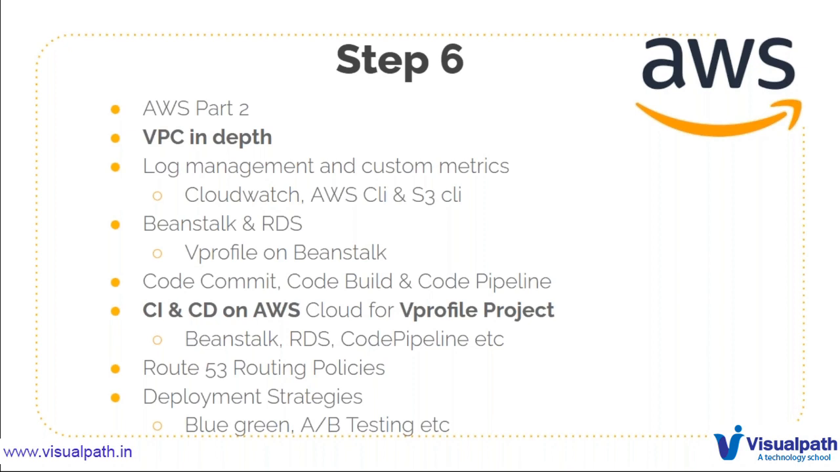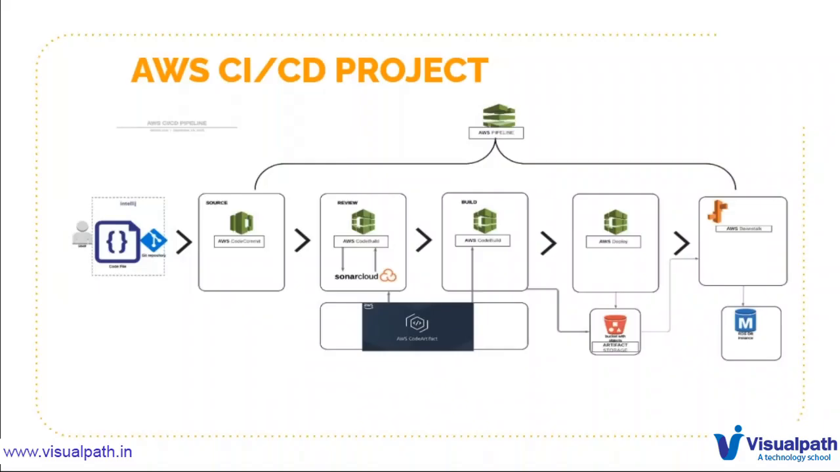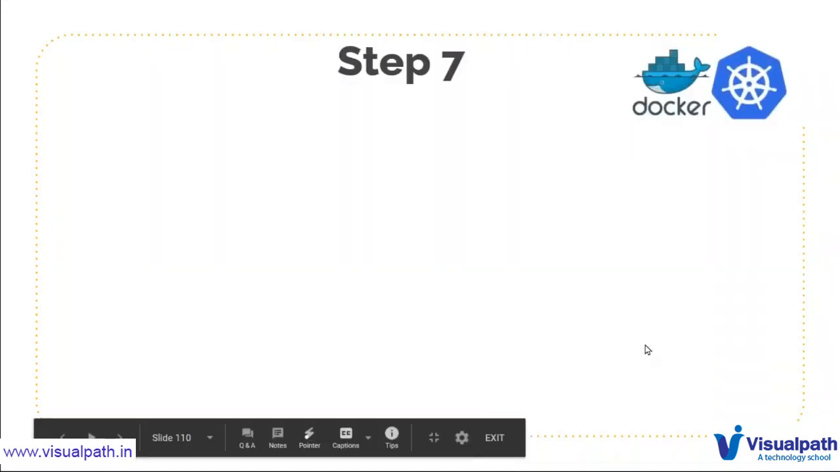So getting more advanced in AWS over here for DevOps. This part is totally focused on DevOps. So we'll be having a CI/CD project on AWS. We'll be using CodeCommit, CodeBuild, CodeDeploy, CodePipeline, Beanstalk, RDS, S3 together.